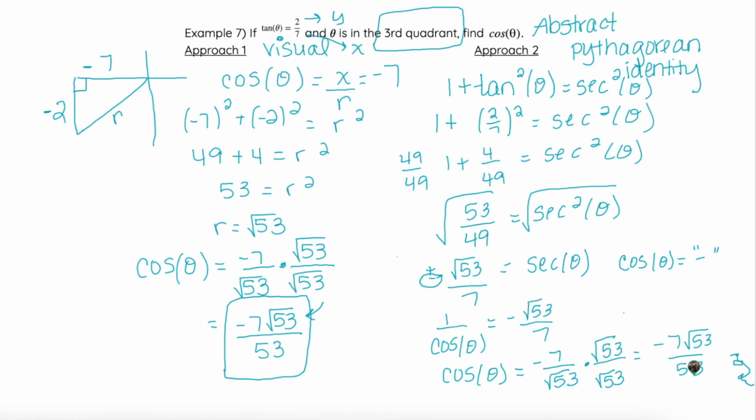So we ended up with the same solution. We still had to think about what the third quadrant meant with respect to the positive or negative version. I will never ask you to do one way over the other. Sometimes we need to use Pythagorean's identity, and other times using the visual representation is just fine. So keep that in mind.